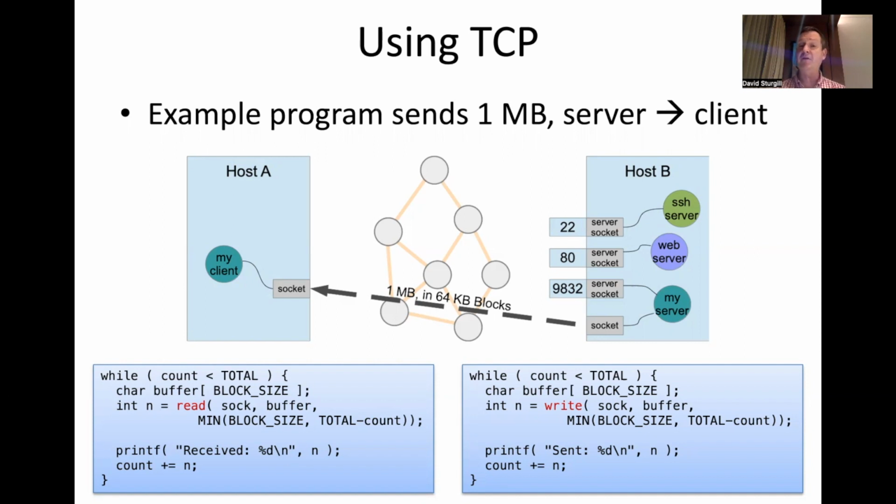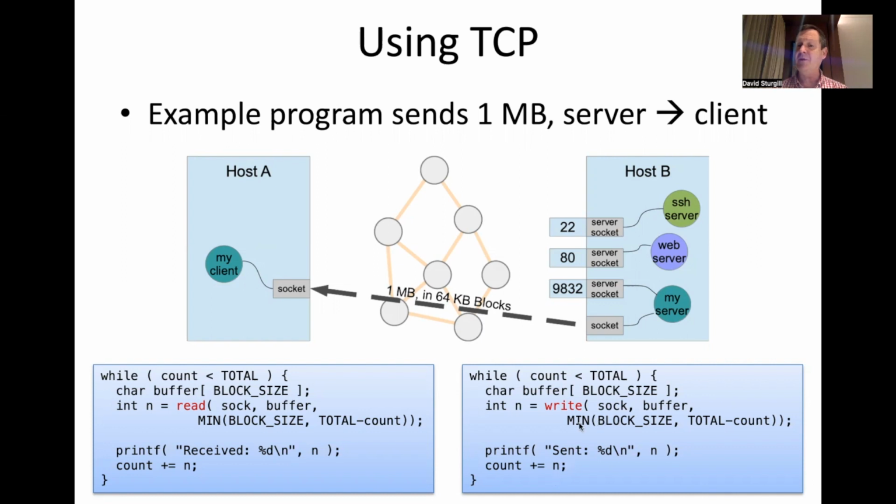Over on the right, you can see the server's got a loop. It's going to keep sending data until it's sent a megabyte. That's what total is in this example. It makes a buffer that's 64K in size. It doesn't even put anything in the buffer. It essentially sends a buffer full of uninitialized data, because I don't really care about the data I'm sending here. I just want to see that it arrives, and how fast it arrives. Every time we send a block of data, I print out a message and I count it.